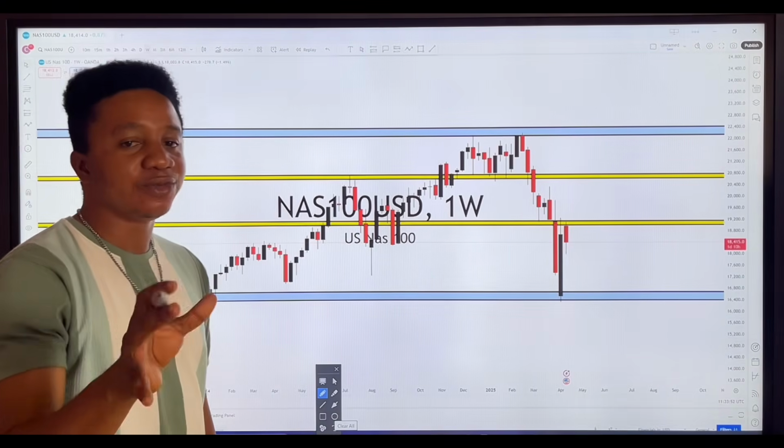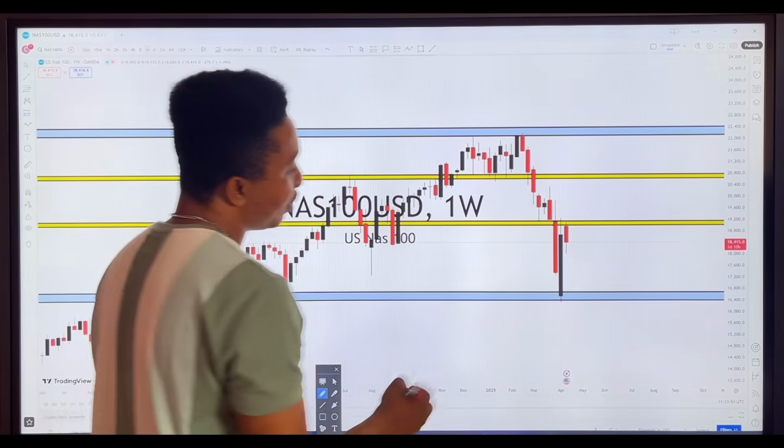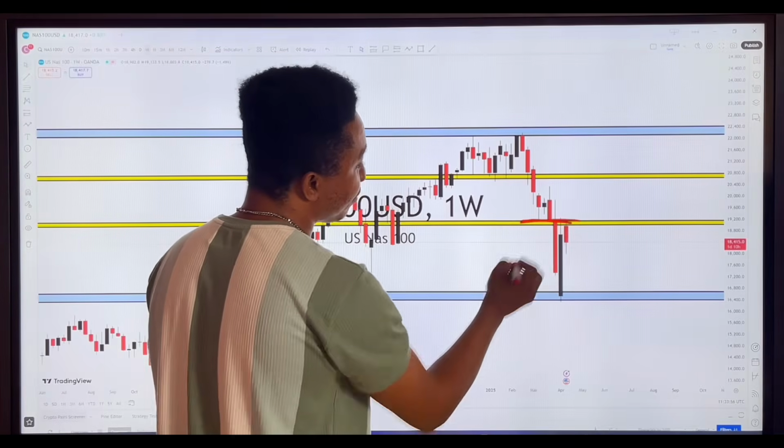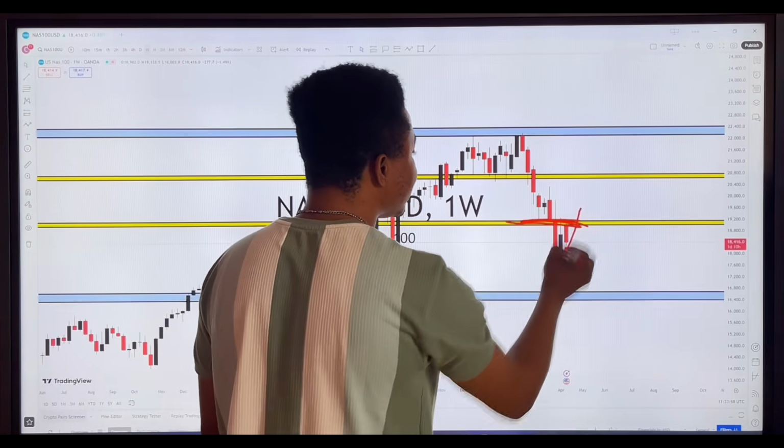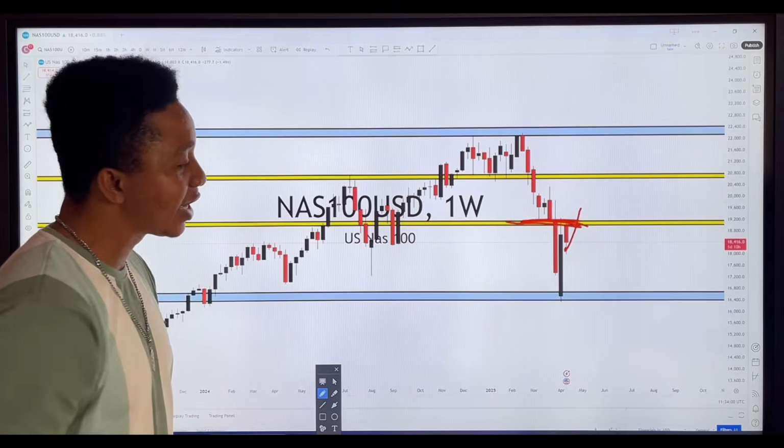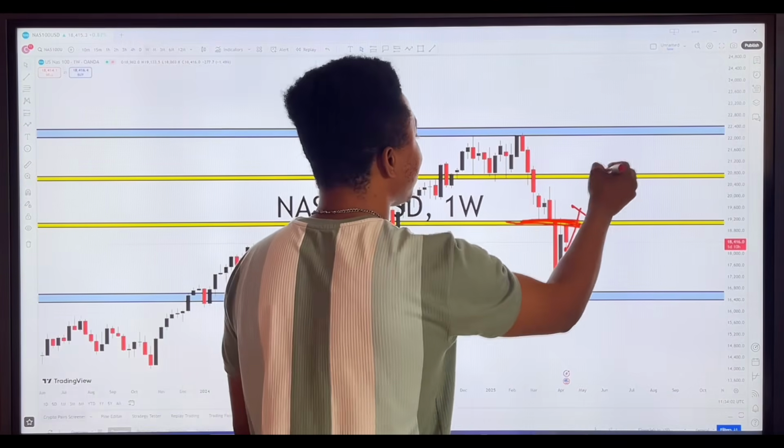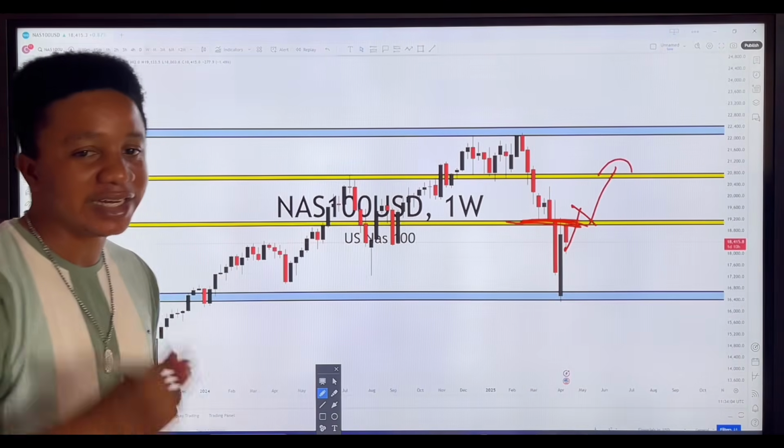Now, since we're looking for entry to the upside, that means we want to see price break above this weekly lower zone to the upside, so that it will become a boost market. Then we can look for a retest and be buying all the way to the upside in that manner.